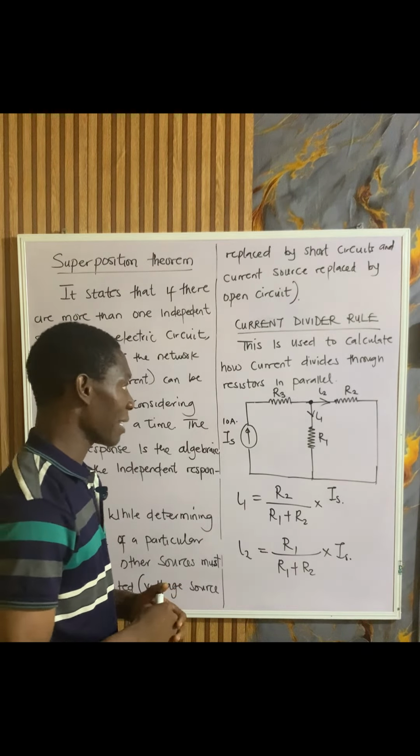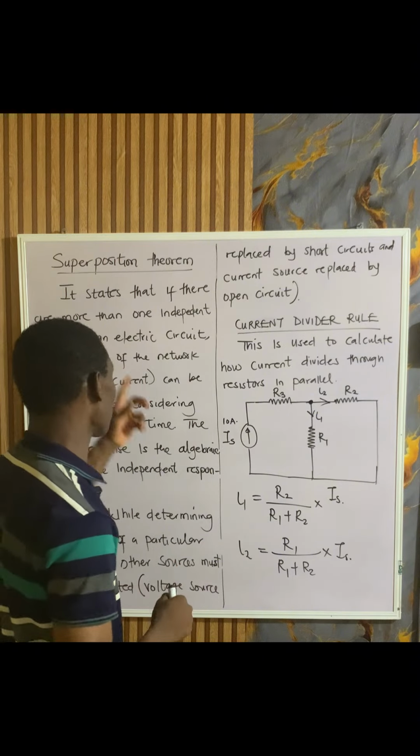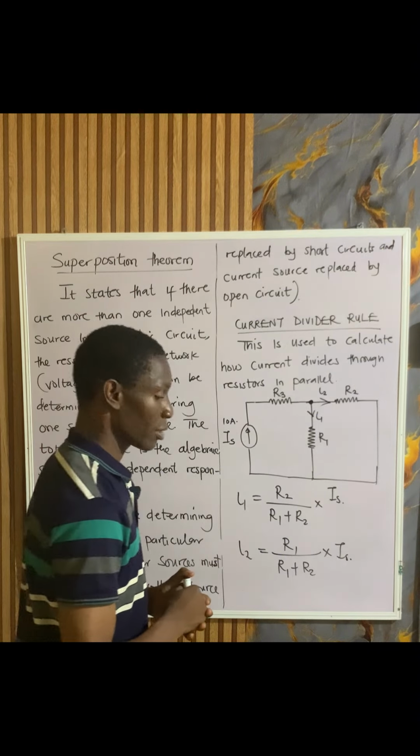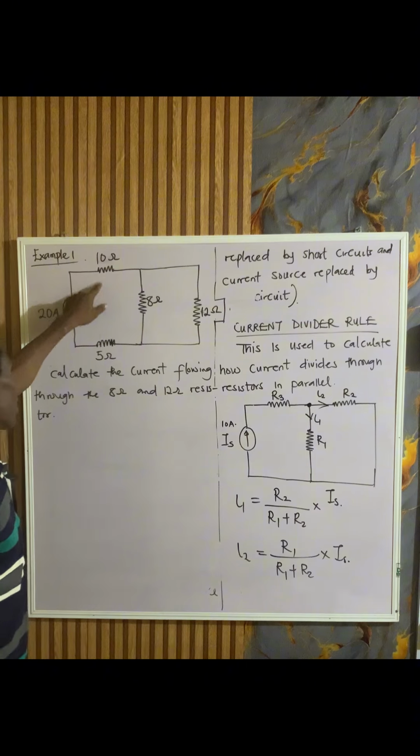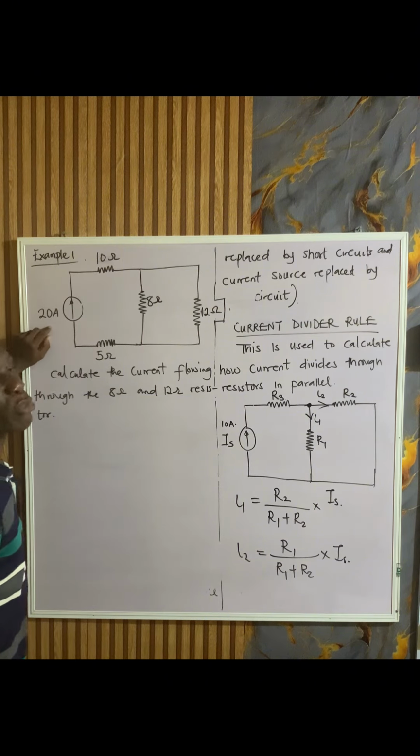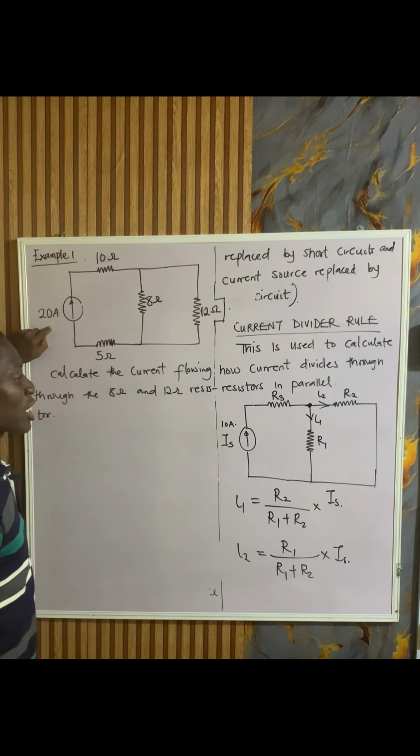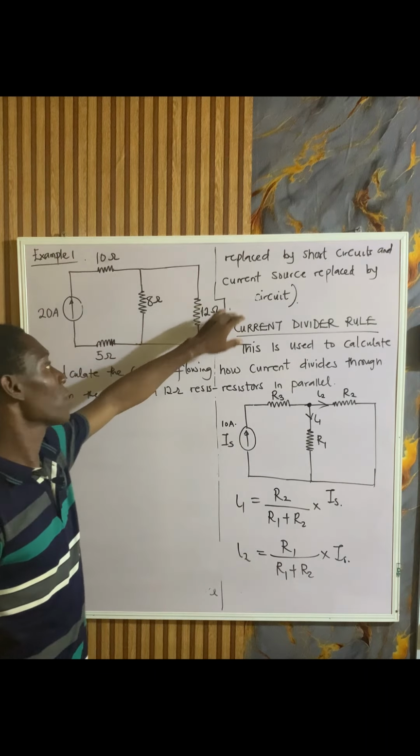Let's take a quick example on this current divider rule before we proceed to our superposition theorem. We want to determine the current flowing through the 8 ohm and 12 ohm resistors. Before we solve this, I want to clearly state that the current flowing through the 10 ohm resistor is 20 ampere. It does not split. The whole 20 ampere flows through this 10 ohm resistor. The current flowing through this 5 ohm resistor is still the same 20 ampere. It does not split or divide. Please take note of that.